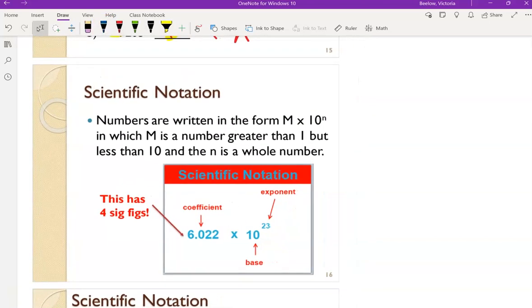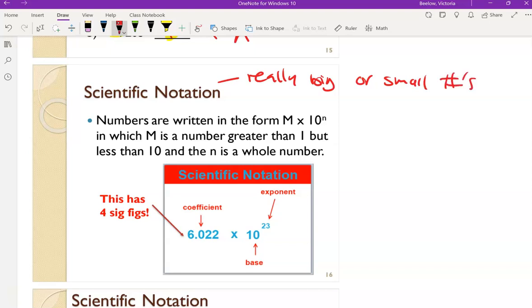In this video I'm going to be going over scientific notation. Scientific notation is something we're going to use a lot in this class, and it's really important to be able to recognize it, read it, and be able to write in it. Now the purpose of this notation is for really big or small numbers.